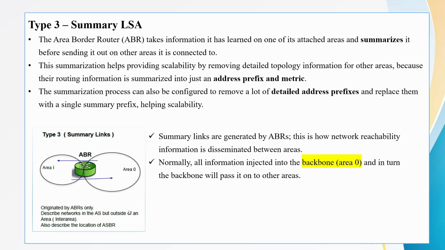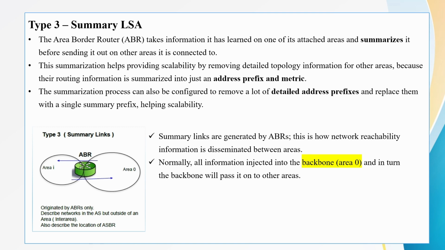Type 3 concept basically is type 1 routes hit the ABR, and the ABR takes out the details, the topology information of the type 1 routes, and just leaves the address, prefix, and the metrics, and changes the type to type 3 and sends it out. So some summarized links are generated by the ABR.